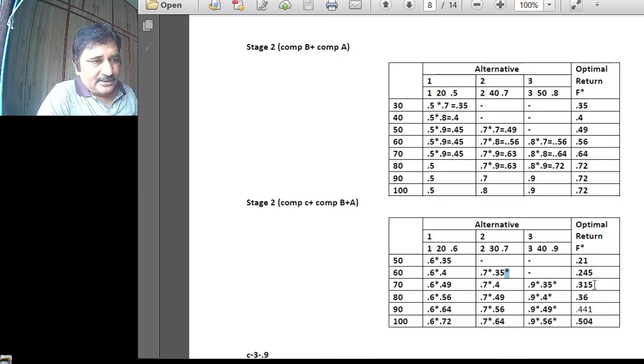Alright. Then 0.315 is because of this, 0.36 is because of this again, and 0.441 is because of this, 0.9 into 0.49, and 0.504 is because of this. So the maximum reliability which we can get, if you have all three components in the circuit and the circuit is completed, is 0.504, by the component banks available to us.